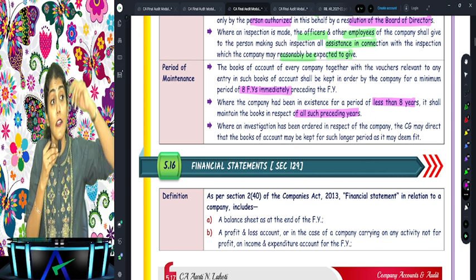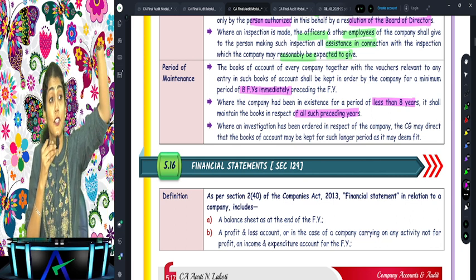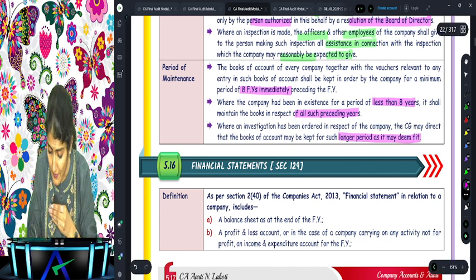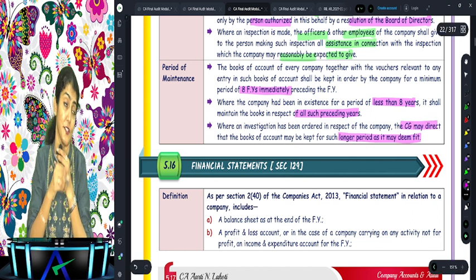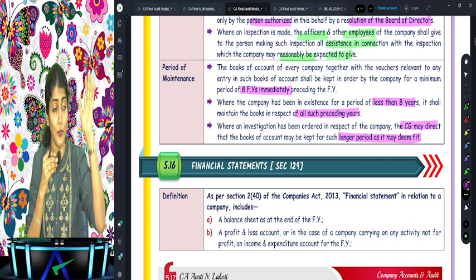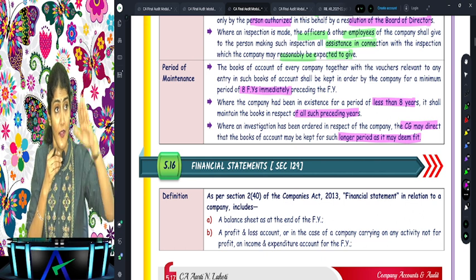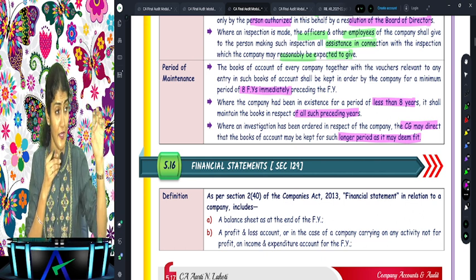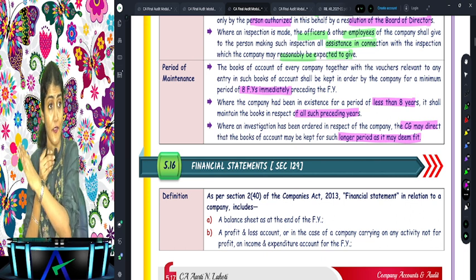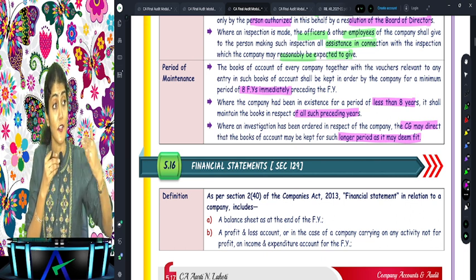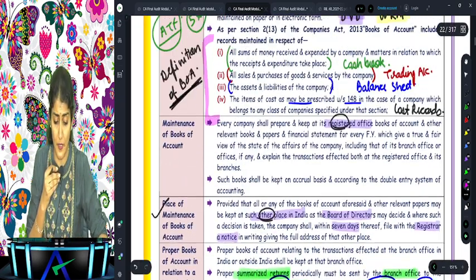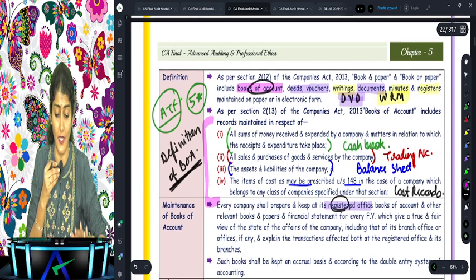And say the central government has ordered an investigation into the company, then the books are required to be kept for such longer period as the central government may deem fit. If the central government has ordered an investigation and says we are going to look into your books for the last 12 years, then you need to keep your books for the last 12 years till the investigation is going on. The investigation may go on for the next 3-4 years or so. So it says for such longer period as the central government may deem fit. Right? So that's a brief discussion regarding section 128.